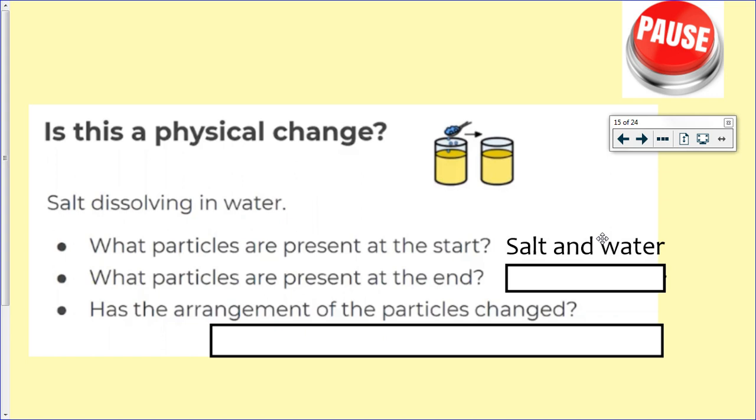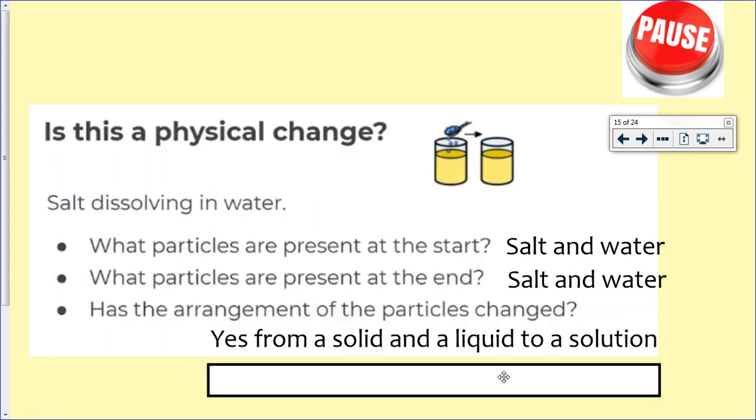Once we've mixed them together, what particles do we have? Well, we still have salt and water. They're just mixed together, and if you remember back just before half term, your science lesson with Mrs. Lee, has the arrangement of the particles changed?